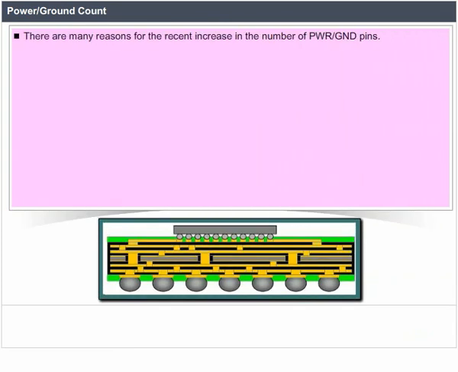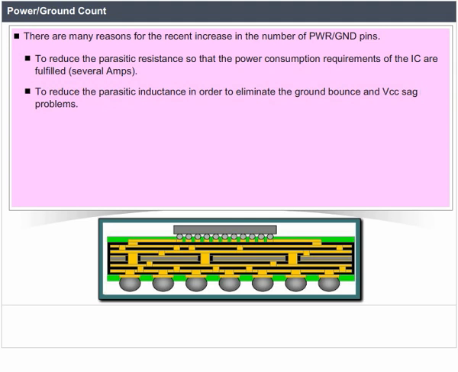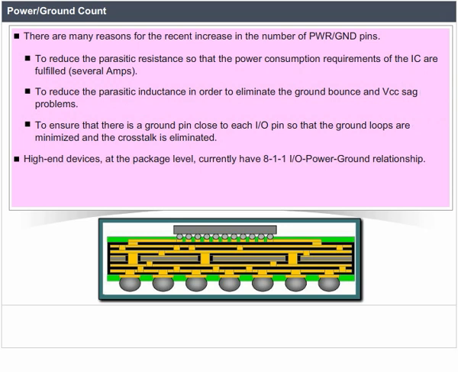Power and ground count. There are many reasons for the recent increase in the number of power and ground pins. To reduce the parasitic resistance so that the power consumption requirements of the integrated circuit are fulfilled, several amps. To reduce the parasitic inductance in order to eliminate the ground bounce and VCC sag problems. To ensure that there is a ground pin close to each input-output pin so that the ground loops are minimized and the crosstalk is eliminated. High-end devices at the package level currently have an 8-1-1 input-output to power-ground relationship.